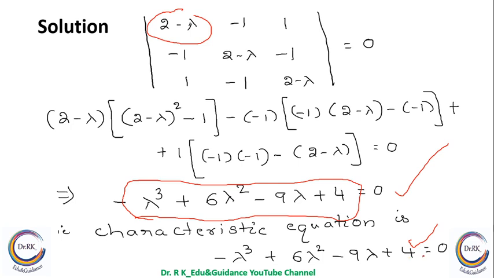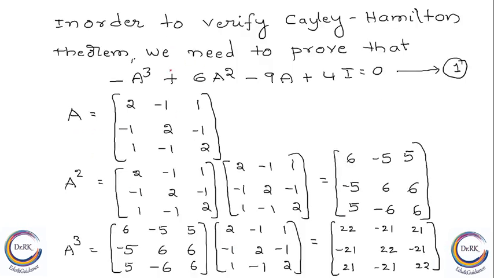If we prove that, that means A is satisfying its characteristic equation. That means the Cayley-Hamilton theorem is proved. So very simple. In order to verify the Cayley-Hamilton theorem, we have to prove A satisfies its characteristic equation, that is minus A cube plus 6A square minus 9A plus 4I equal to 0.